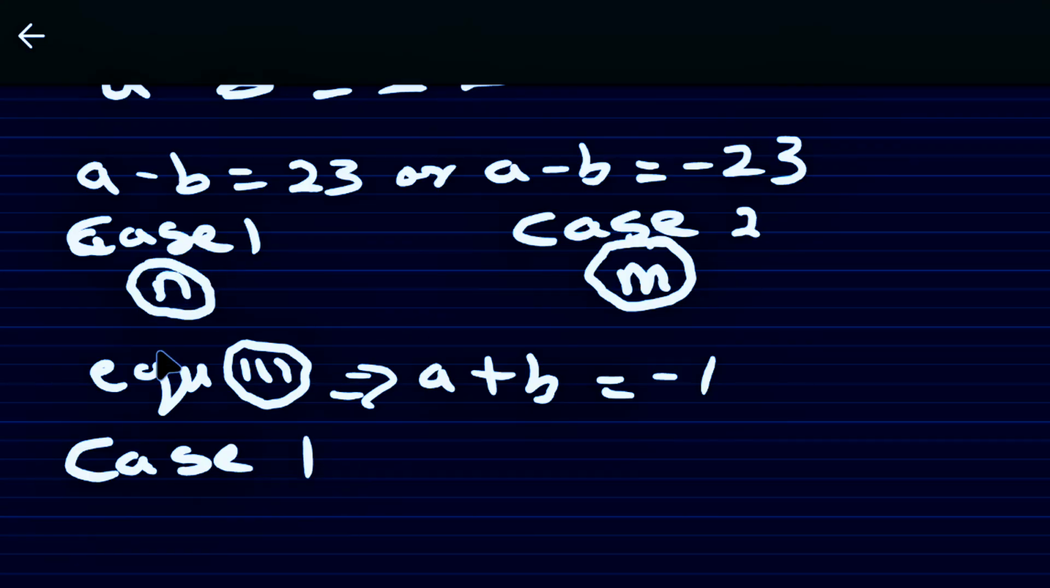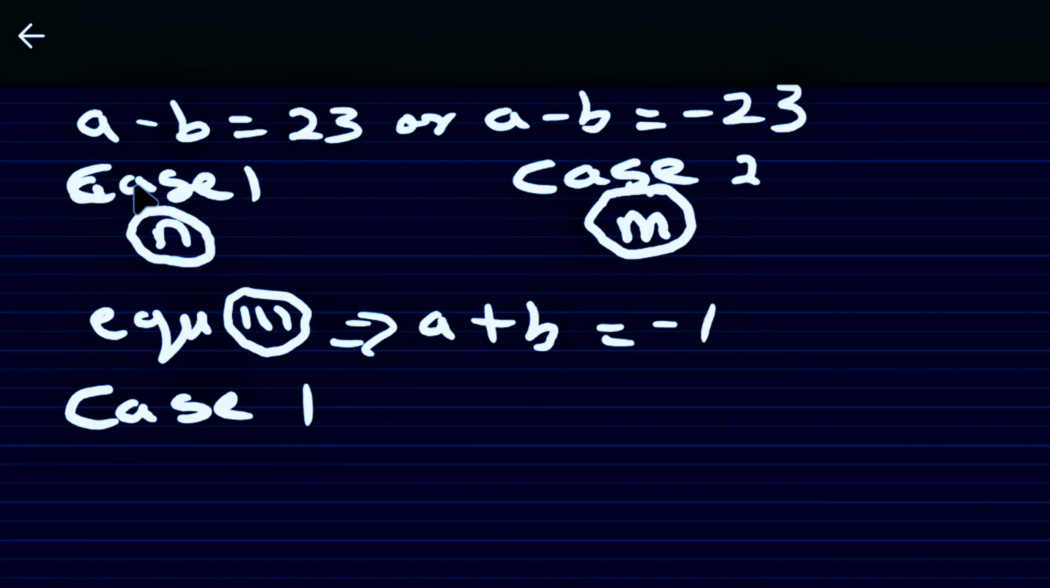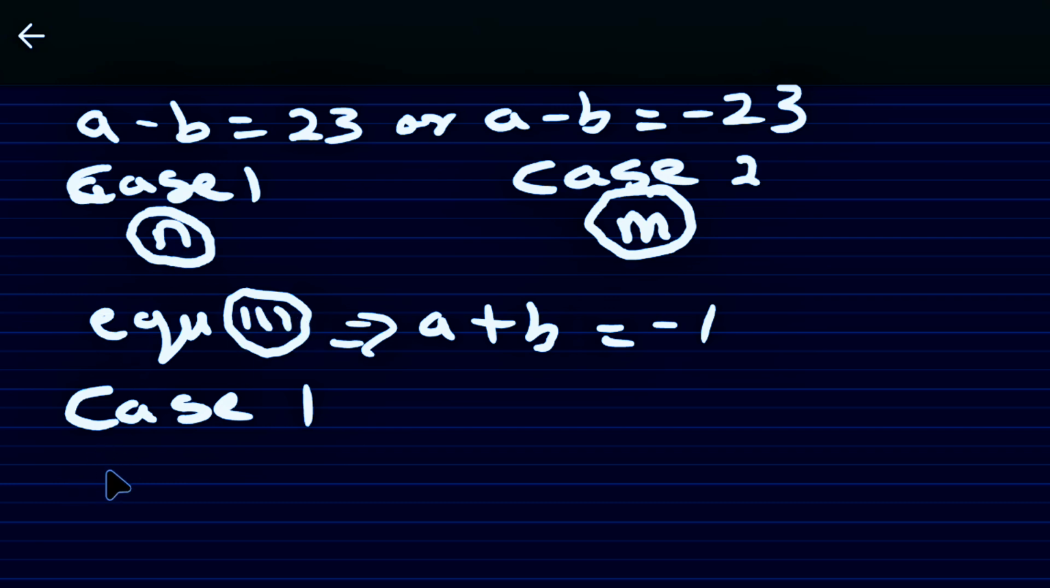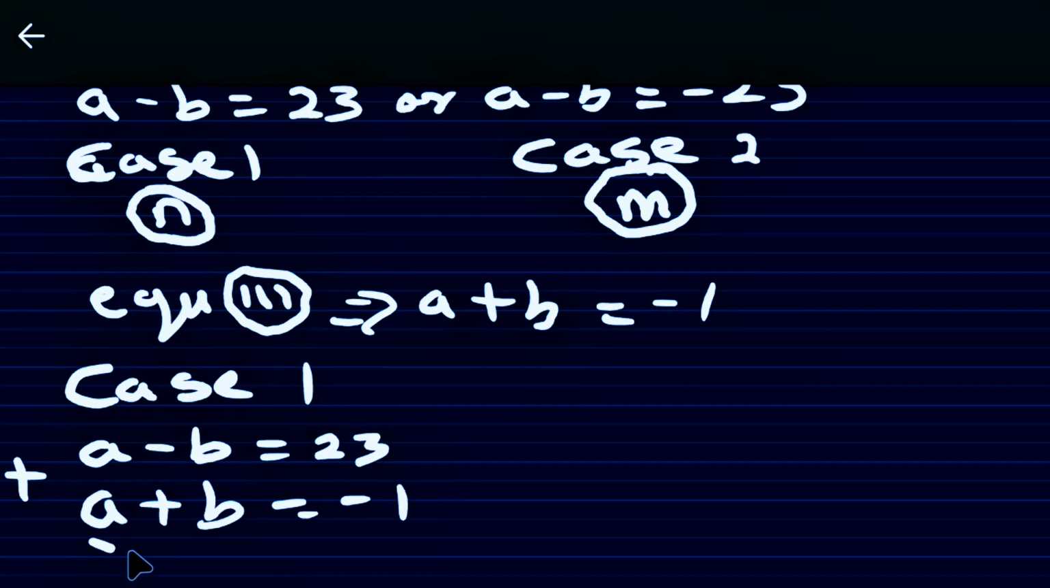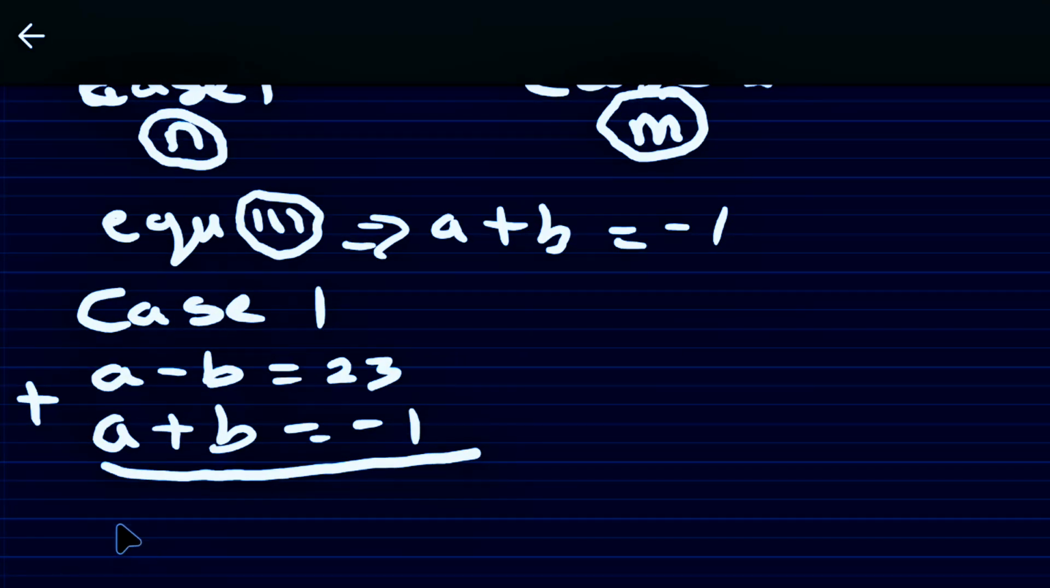Okay, now we are going to add equation n and equation 3. Equation n is a minus b equals positive 23, and equation 3 is a plus b equals minus 1. We have to add these two together. If we add them, we have a plus a, which is 2a. Then minus b plus b is 0, so this one is eliminated, and this will be equal to 23 plus minus 1, which gives us 22.